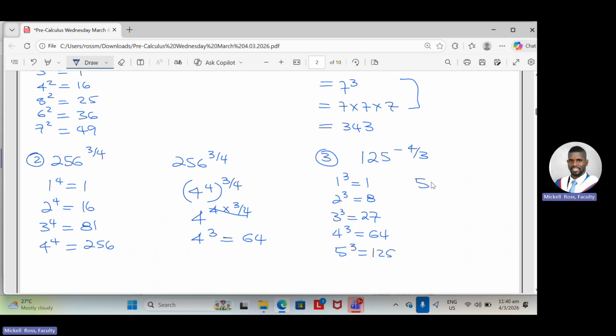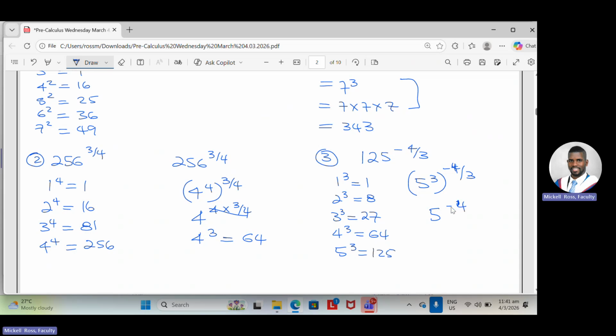So this is going to be 5 cube raised to the power of negative 4 over 3. Remember, the power and the denominator will cancel. So this is going to give us 5 to the negative 4.